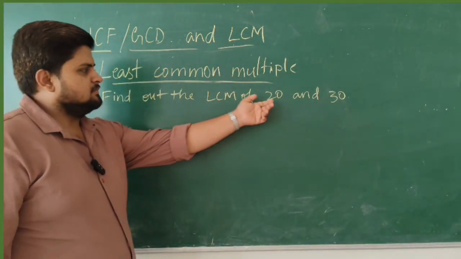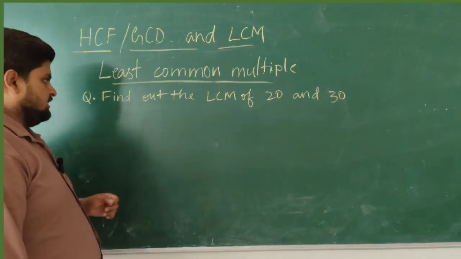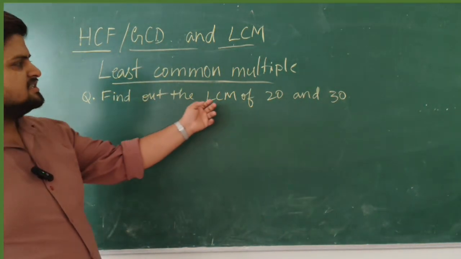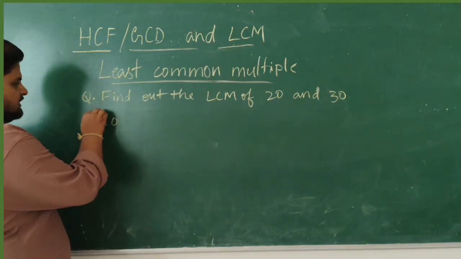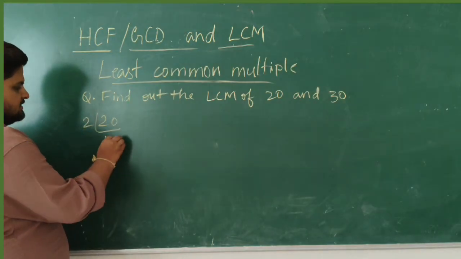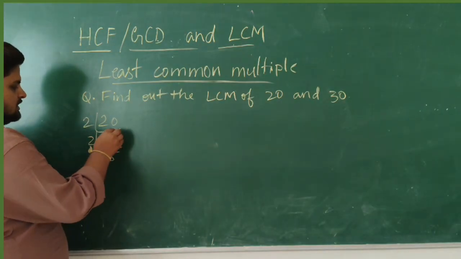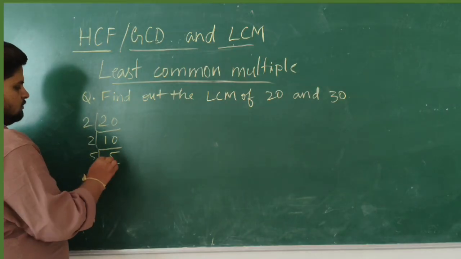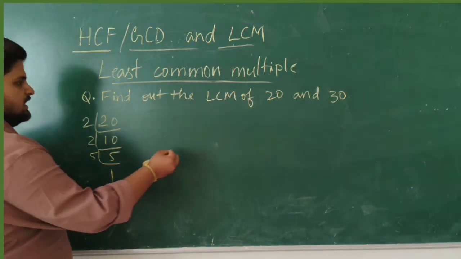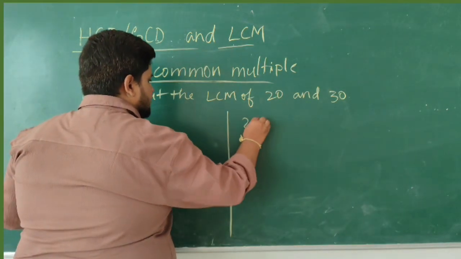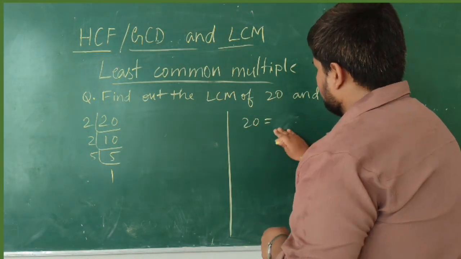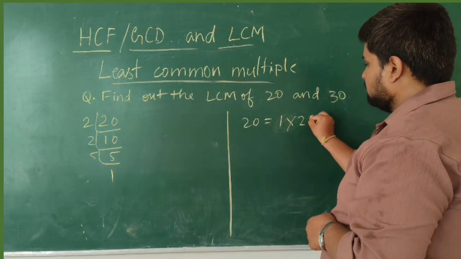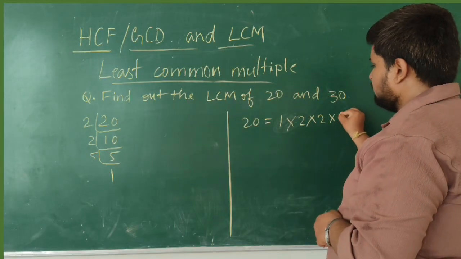So we will take the same numbers, 20 and 30, for reference. Let us find the LCM of 20 and 30. We will do the same steps. We will prime factorize 20. 2 10s are 20, 2 5s are 10, 5 1s are 5. So 20 can be written as, we'll take 1 also, 1 into 2 into 2 into 5.